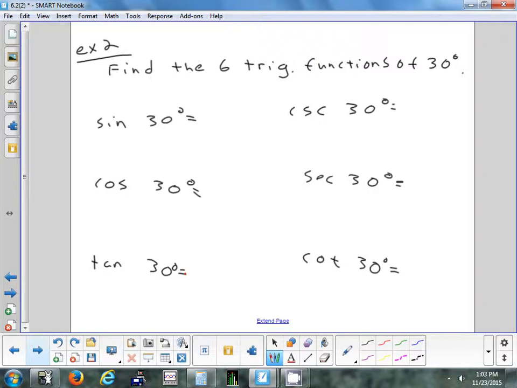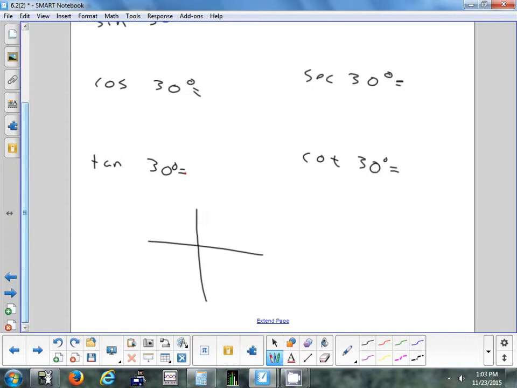1/2. Square root of 3 over 2. No. Does everybody agree with that? 1/2. Or is it the other way around? It's square root 3 over 2. Oh, yeah, backwards. Yeah. Okay, if you sketch it, okay, there's your 30.